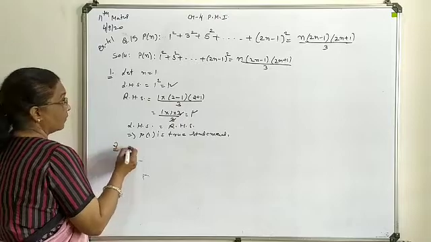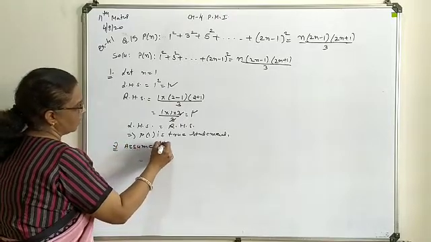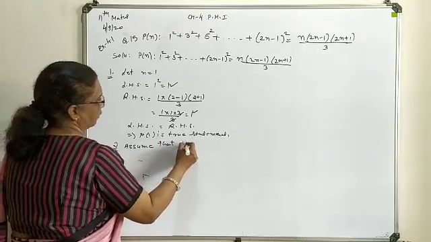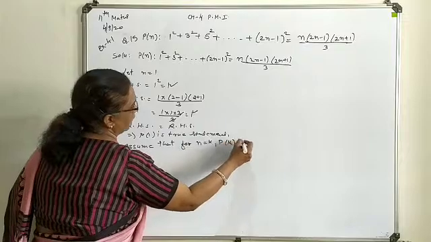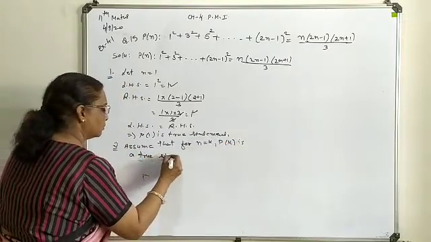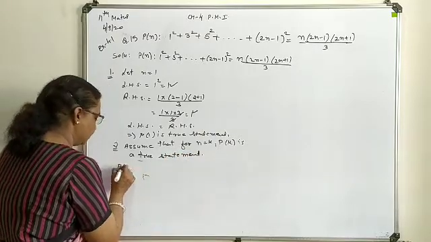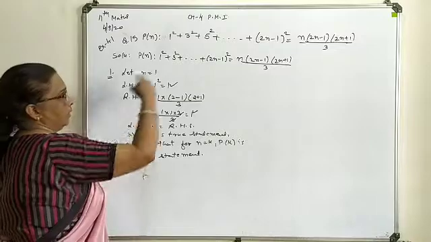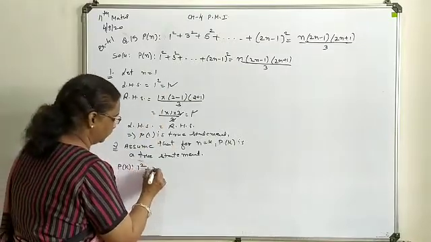Secondly, assume that for n is equal to k, Pk is a true statement. That means Pk we will write here, meaning the whole expression we will write in terms of k.